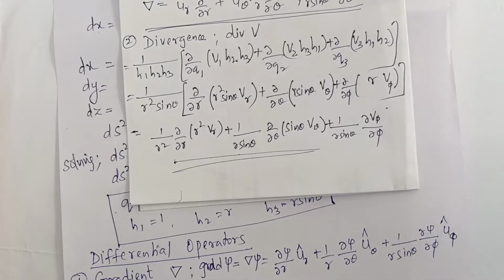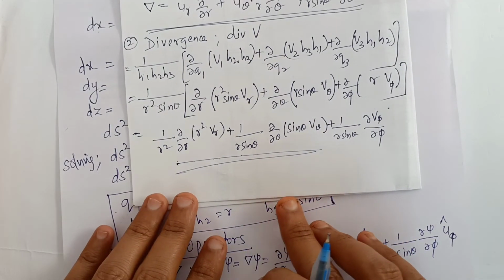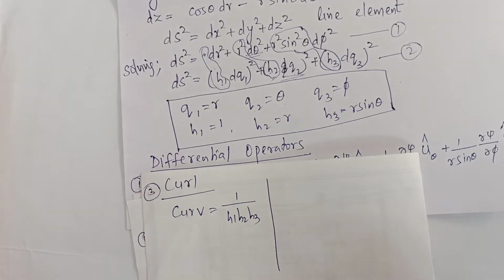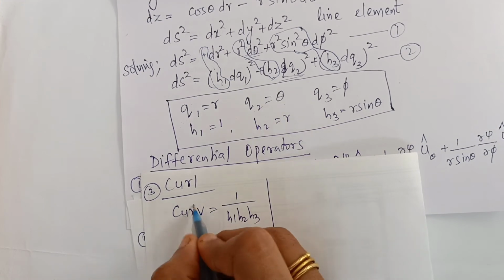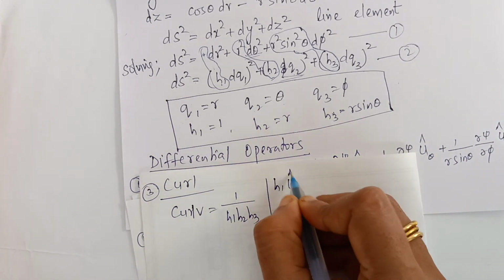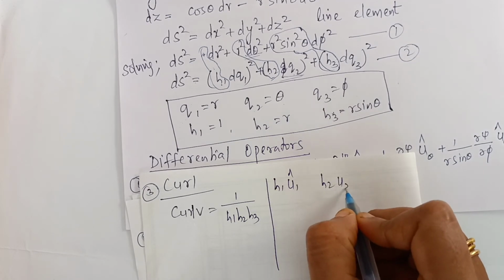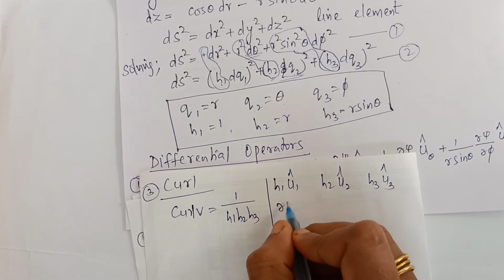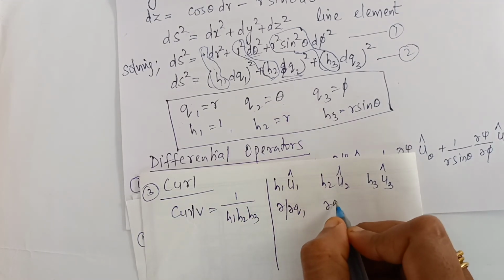Next, we have studied the gradient and divergence. Now we need to know about the curl. In orthogonal curvilinear coordinates, curl V is written as 1 by H1 H2 H3. Our standard form is like this. Here also we need to just substitute.